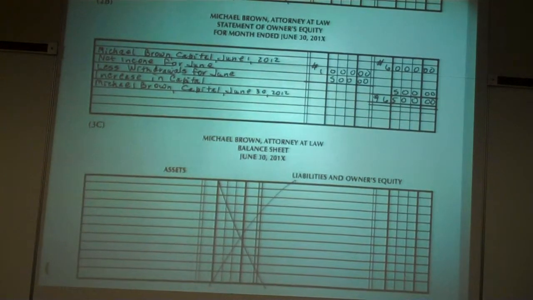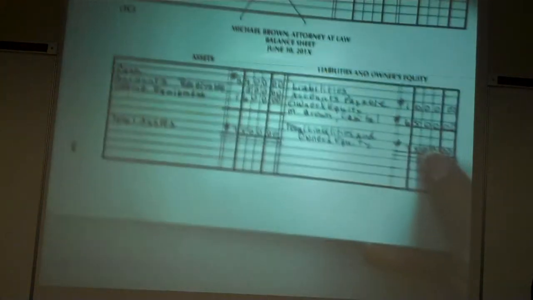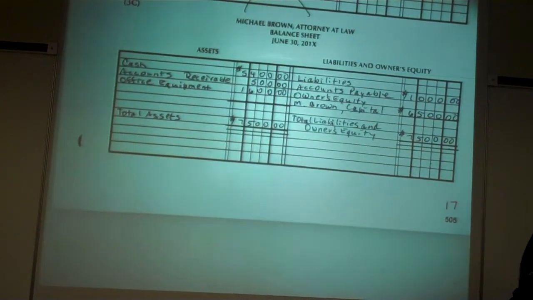The last financial statement that we're going to do is which one? Balance sheet. The balance sheet. Let's look at the heading on the balance sheet. It's Michael Brown, comma, attorney at law, balance sheet, and then it's the last day of the month on that date for the heading. The balance sheet, remember, is a snapshot of what the company looks like on a particular day. And it was June 30th, 2015.